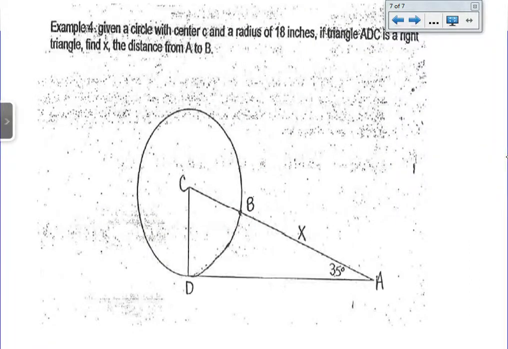Okay, this is a great question. We've got a circle, and it has a radius of 18 inches. So right away, I know I can label 18 inches right here and right here on my picture. Triangle ADC is a right triangle. So this is a right triangle. Find x, which is just from this point to this point. So what I want you to think about is this angle down here is 35 degrees. What trig function should we be using? So this is the opposite side, and then something's going on here in the hypotenuse. So I'm thinking we're going to use the sine function.